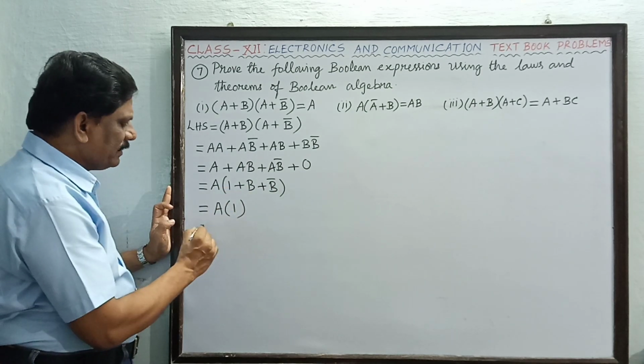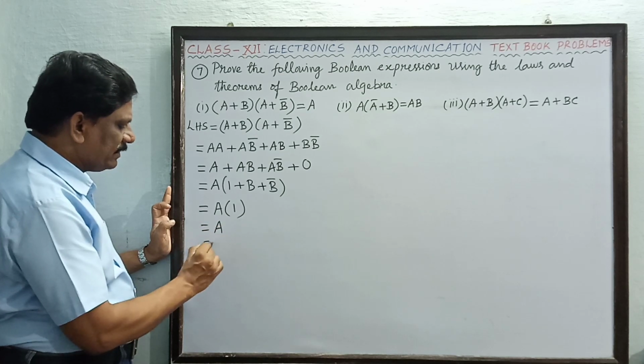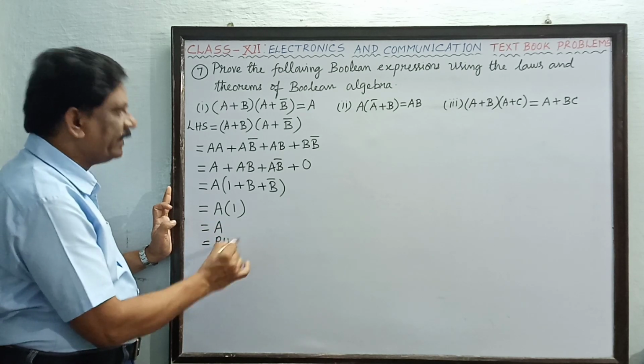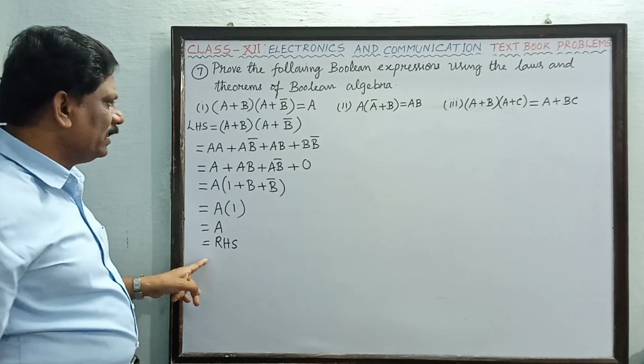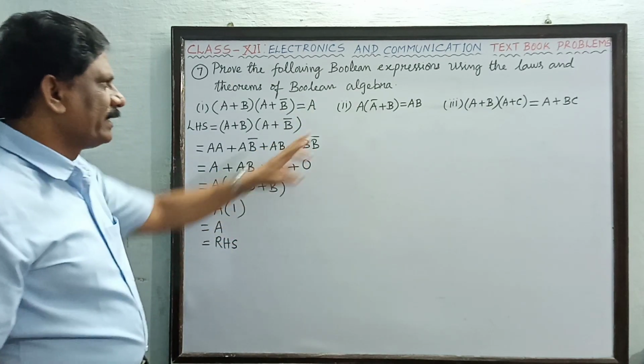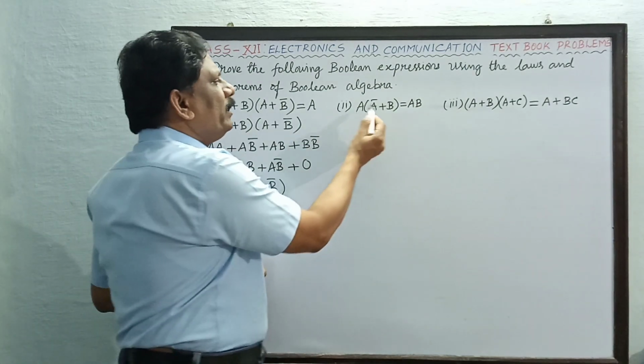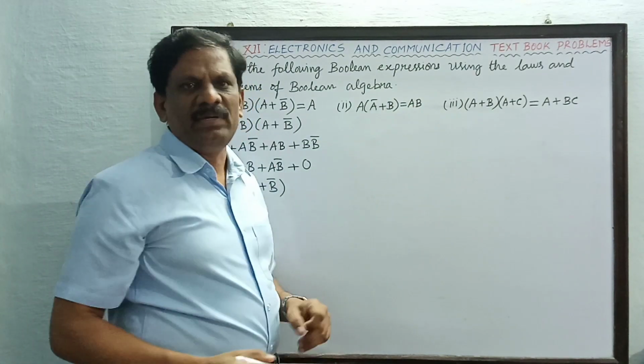So a into 1 is equal to what? A. So this is equal to the right hand side. Right hand side must be equal to a. So first one we have proved. Second one is a into (a complement plus b) is equal to ab. We have to show that.